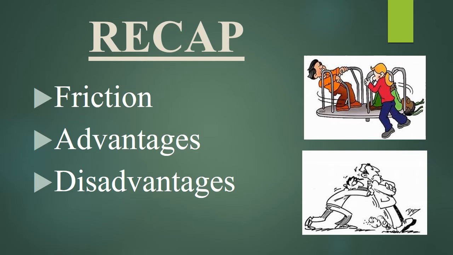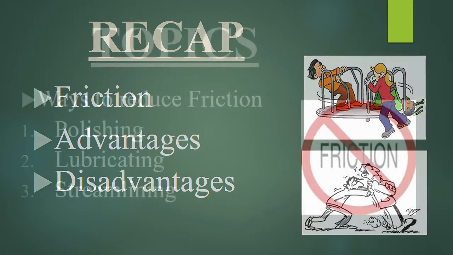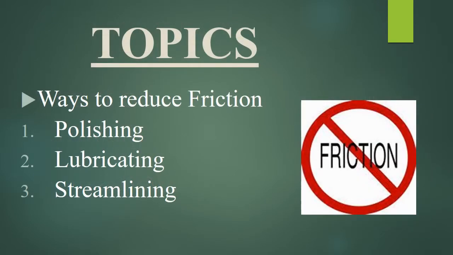Since it creates heat, friction can create problems in machines. It also tends to wear things away, causing damage. Since friction has some disadvantages, it needs to be reduced. Today, I will explain 3 ways of reducing friction. As you can see on the screen, 3 common ways of reducing friction are polishing, lubricating, and streamlining.